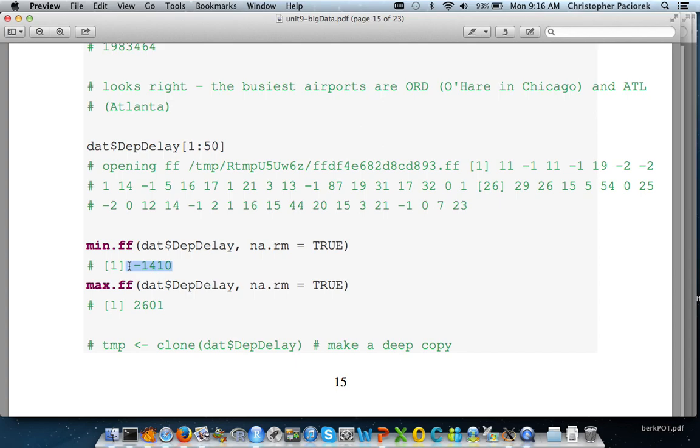So presumably this flight did not leave minus 1,400 minutes before it was scheduled to leave, but there's some coding error with the data. And this may very well be a real value, that the flight left 2,600 minutes after it was supposed to leave. But we might want to think about long tails if we start thinking about fitting models to these data, for example.